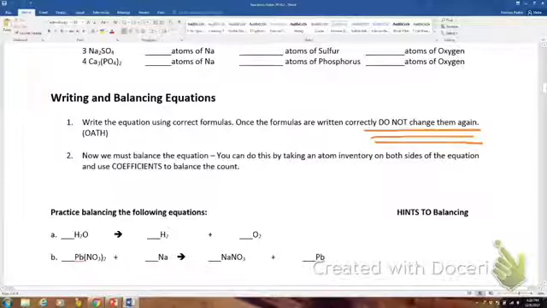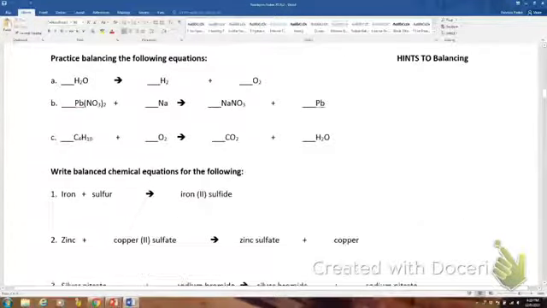So then after we have the formulas written correctly, now we are going to balance the equation. And we're going to do this, remember, by taking an inventory on both sides of the equations and then using coefficients to balance those out. And I'm going to stress, we do not change the subscripts. All right, so here we go. We're going to practice this.